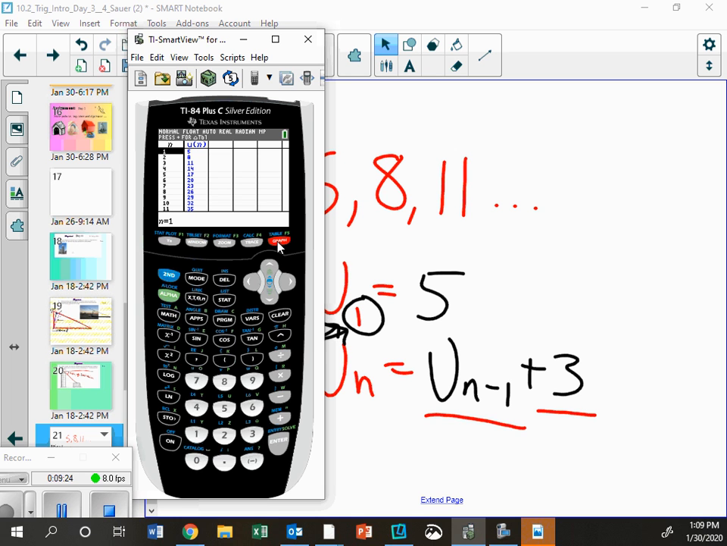Now, is there anybody whose calculator is still not working? Okay, so there was like 8 of you that had table settings that were off. Now, that's going to happen. It's normal.